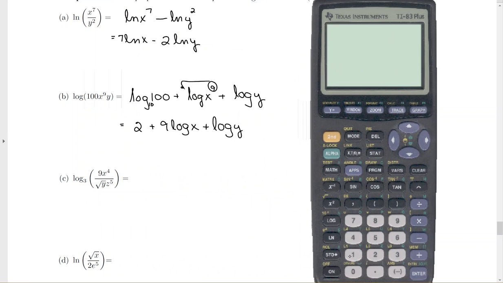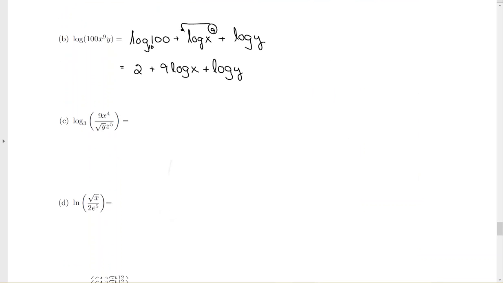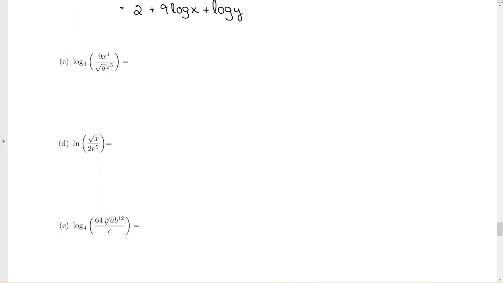And since it is base 10, I can just simply type in log and then 100. And I get the 2. Okay. For this next one, count up the number of variables and constants that are in there, or numbers. So I've got 1, 2, 3, 4. So I'm expecting 4 logarithms, 2 of them to be positive, 2 of them to be negative in front of their logs.